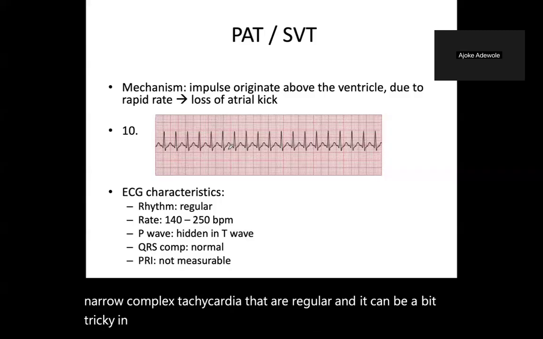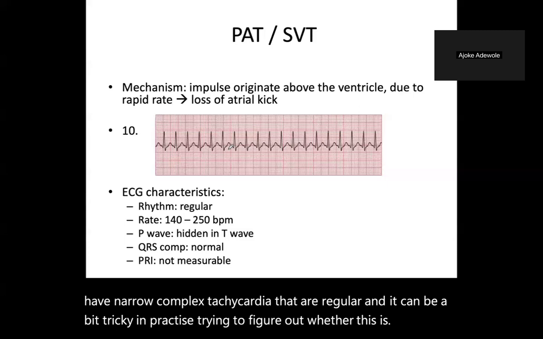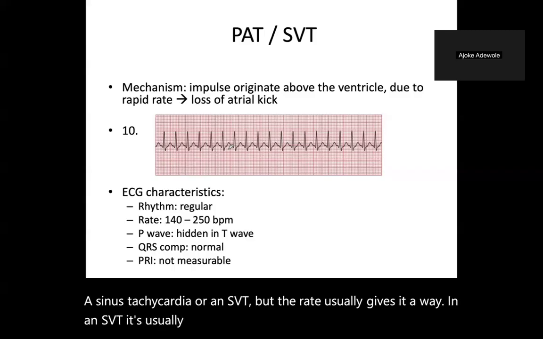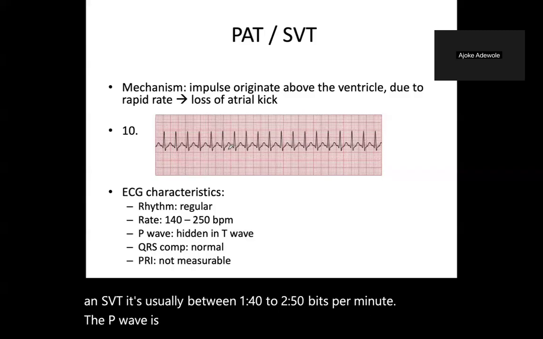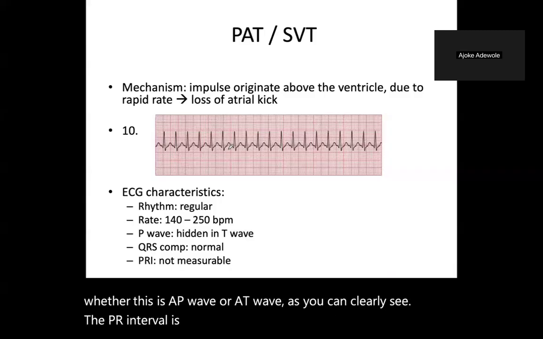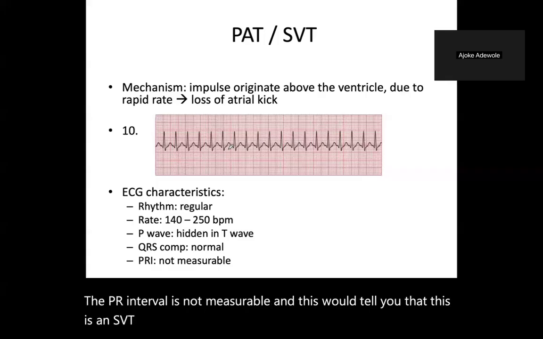So in SVTs, you have narrow complex tachycardias that are regular, and it can be a bit tricky in practice trying to figure out whether this is a sinus tachycardia or an SVT, but the rate usually gives it away. In an SVT, it's usually between 140 to 250 beats per minute. The P wave is often hidden inside the T wave, so you cannot tell whether this is a P wave or a T wave, as you can clearly see. The PR interval is not measurable, and this would tell you that this is an SVT rather than a sinus tachy.